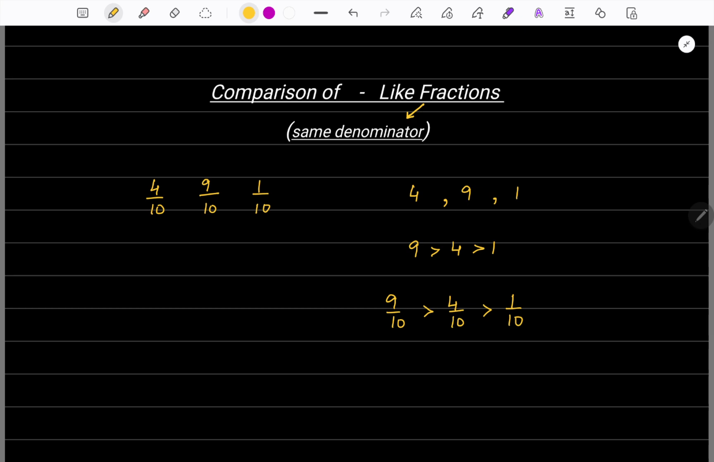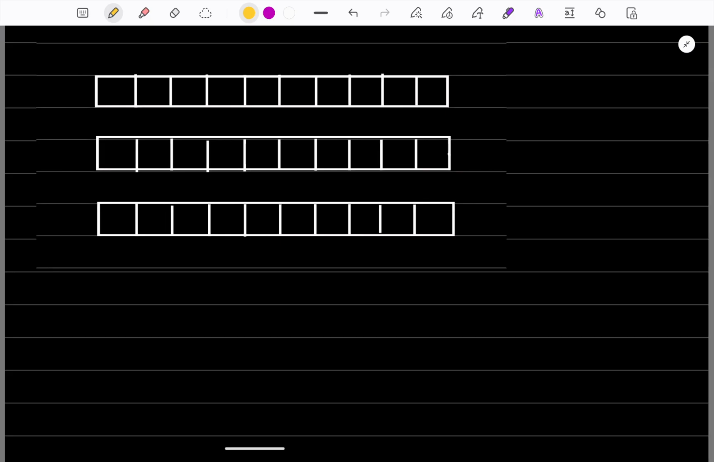The same example we are going to look into in a representation form. Let's say we have 3 chocolates of equal sizes. Now the word equal is very important here, and each chocolate gets divided into 10 equal parts. Now if we wish to distribute these chocolates among 3 children, and we give the first child 4 parts out of 10 equal parts, the second child we give 9 parts out of 10 equal parts, and the third child receives 1 part out of 10 equal parts. Now their respective shares will be like this, shown by the shaded area.